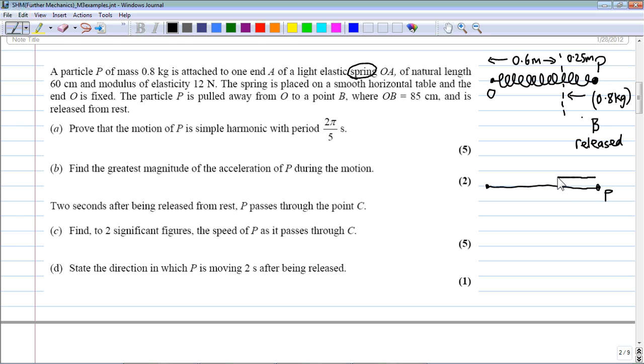We released P, it would travel backwards, and then when it reached the natural length, the tension force would disappear, and then the object would simply continue to travel towards A. So that wouldn't be SHM, at least not for the whole motion. But in the case here, P is on a spring, so when P reaches a position closer to O than 0.6 meters, we get a compression force, and P will be pushed back this way, so we will in fact get an oscillation motion like this.